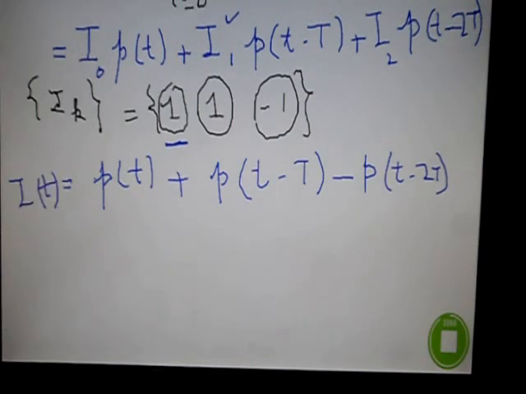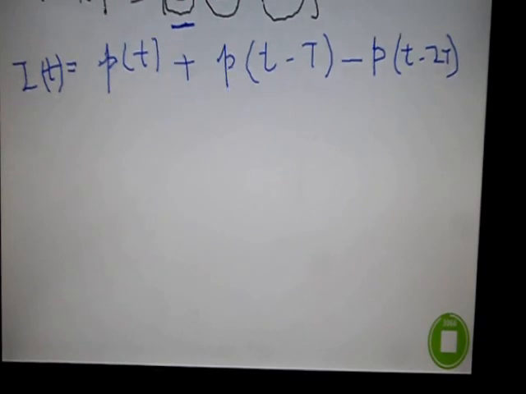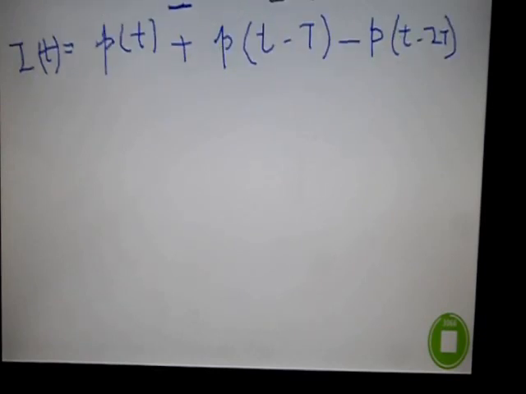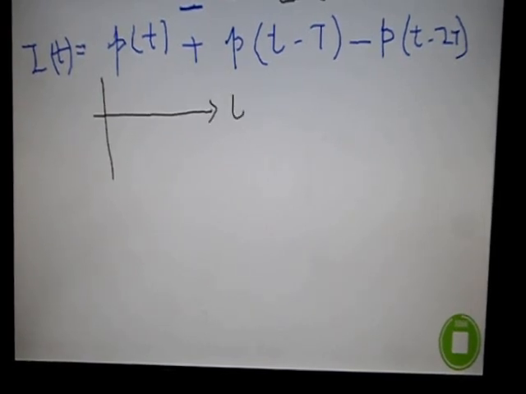Just for three terms. Now P of t, we know, is a pulse which is from 0 to T. P of t minus T is a delayed version of that pulse. So if you want to draw these, you have three waveforms which are added. Let me draw it specifically. The first one is from 0 to T, a positive 1. This is P of t.